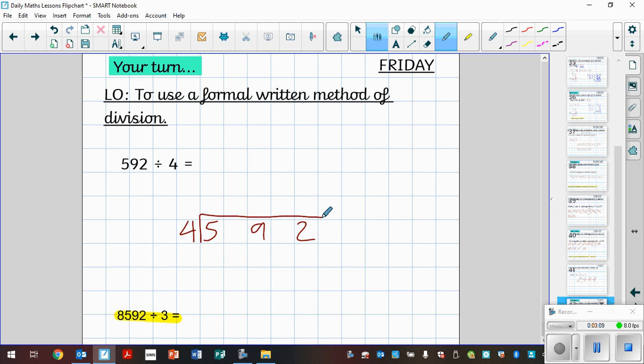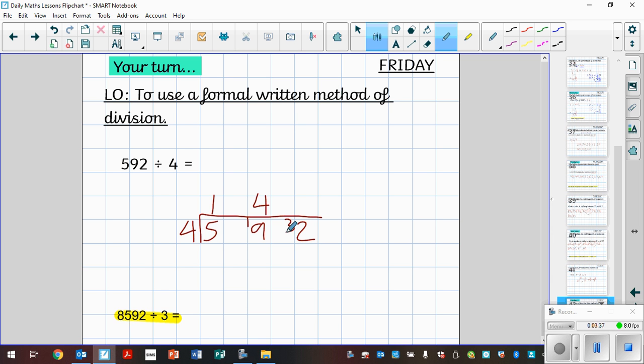Then I do, well, what is 5 divided by 4? Well, that is 1 with a remainder of 1. So I can exchange that in front of the 9 now. How many 4s in 19? Well, I know 4 times 4 is 16. 5 times 4 is 20. So it's 4 lots, which is 16. And then I have 3 remaining.